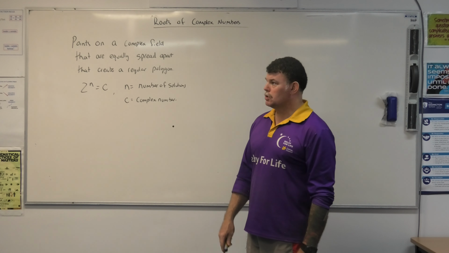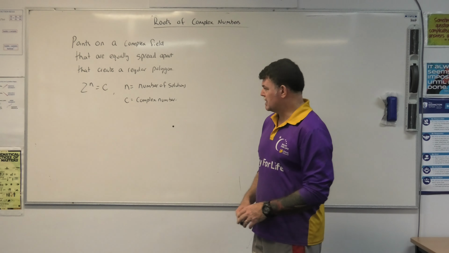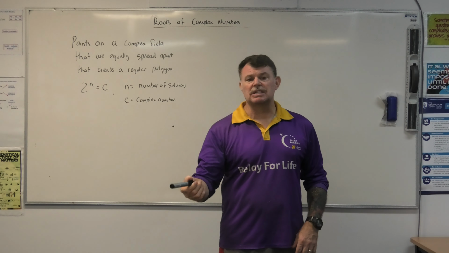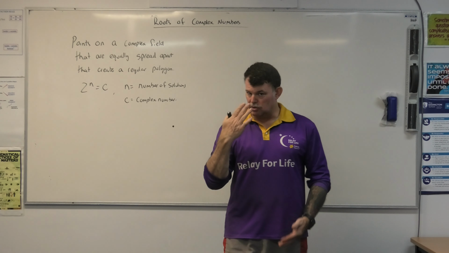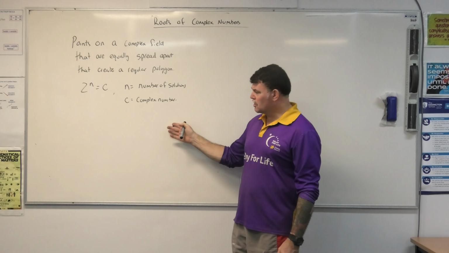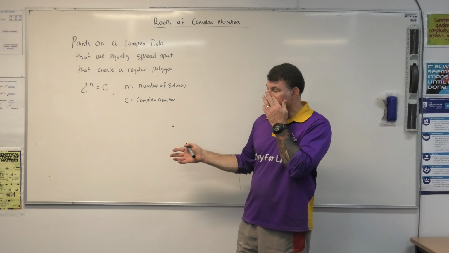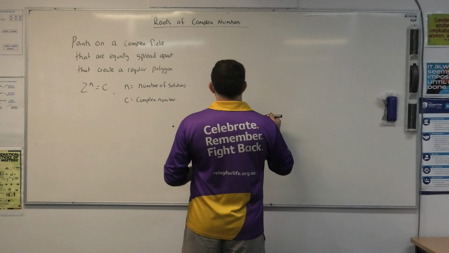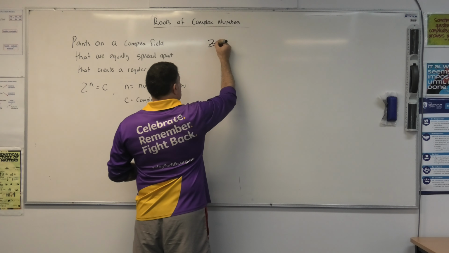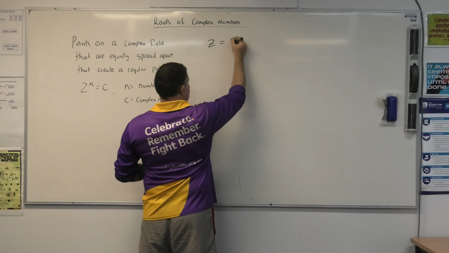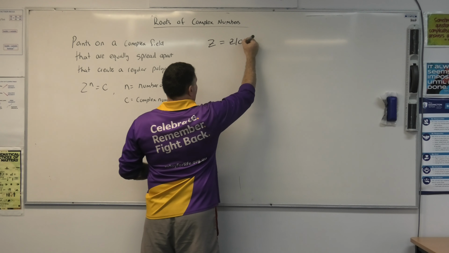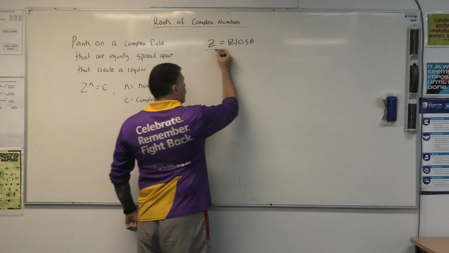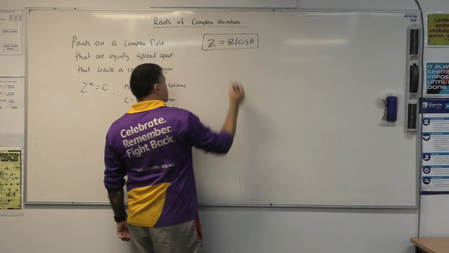When it comes to using roots of complex numbers, they're generally written in the form z to the power of n is equal to c, where n is the number of solutions that you have, and c is the complex number that we're trying to find. So when we're working with these types of variables, we've got z is equal to cis theta, from what we've already looked at previously.